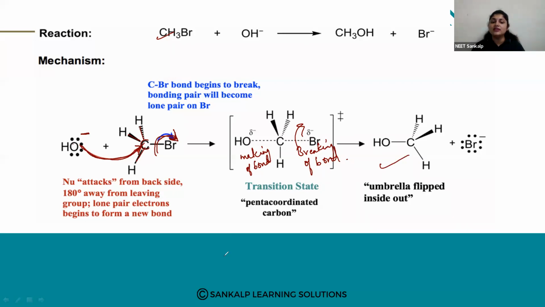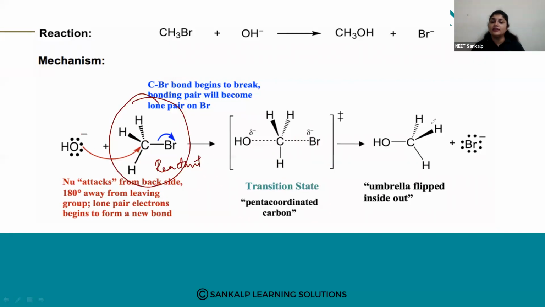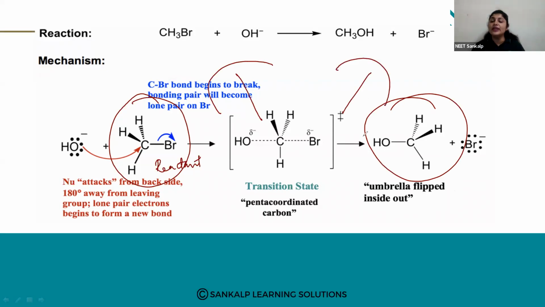Now can you see in the reactant and in the product, is the compound appearing same? No. If the umbrella is open like this, here it is like this, right? So it is complete inversion. If the bonds are here, now here the bonds are facing this side. So it is a complete inversion.